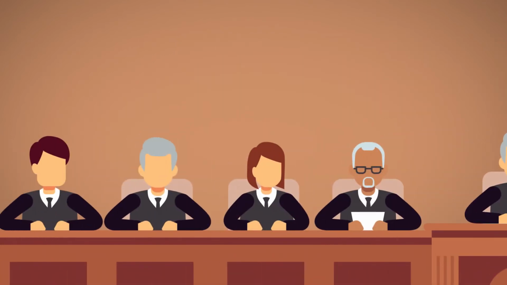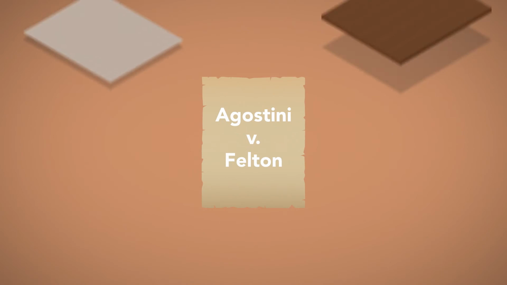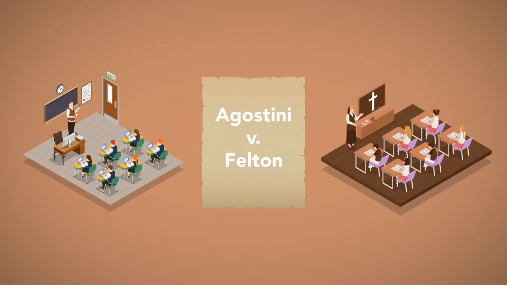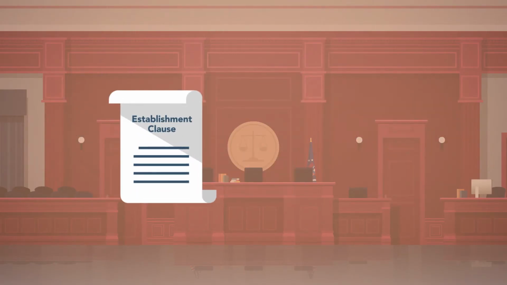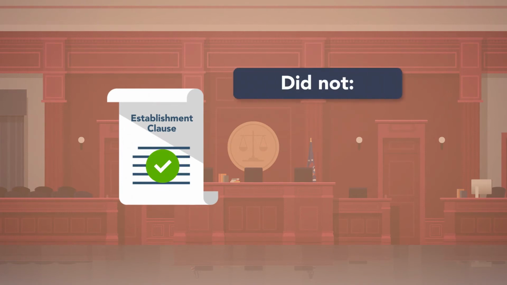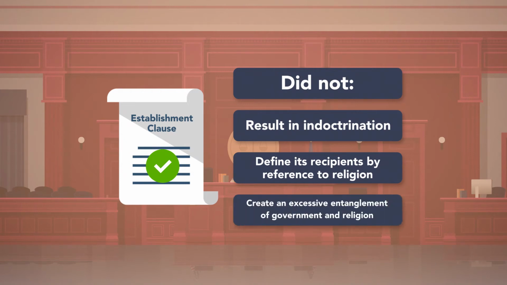Other justices have proposed a standard that reflects a modified version of the Lemon Test. In Agostini v. Felton, for example, the court was confronted with a state-sponsored law permitting public school teachers to instruct students in religious schools. The majority held that the law did not violate the Establishment Clause because it did not result in indoctrination, define its recipients by reference to religion, or create an excessive entanglement of government and religion.